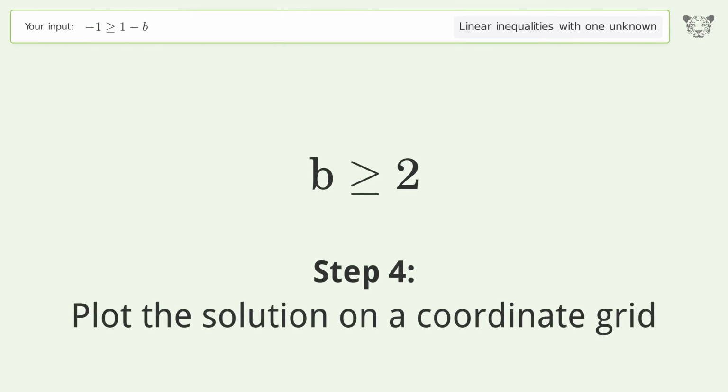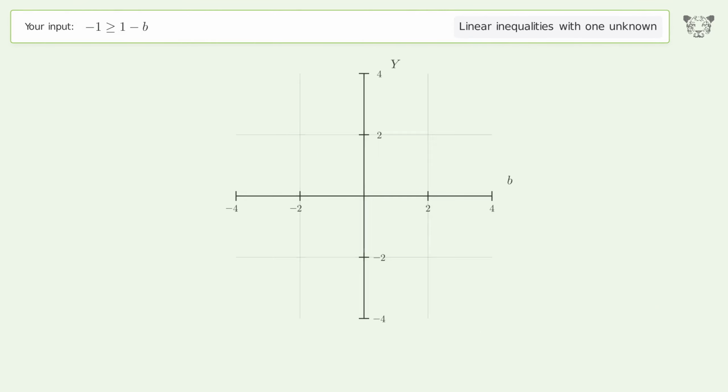Plot the solution on a coordinate grid. And so the final result is b equal or greater than 2.